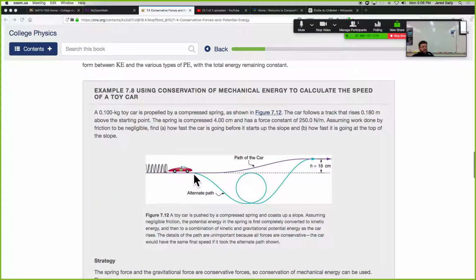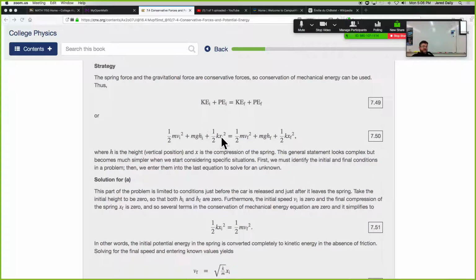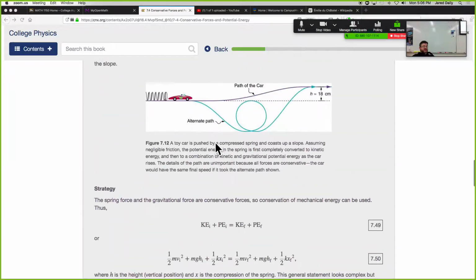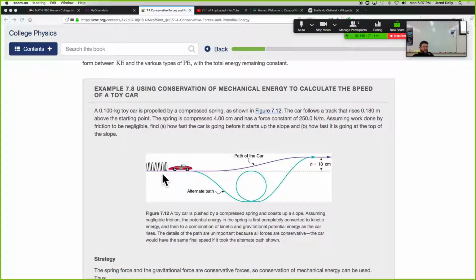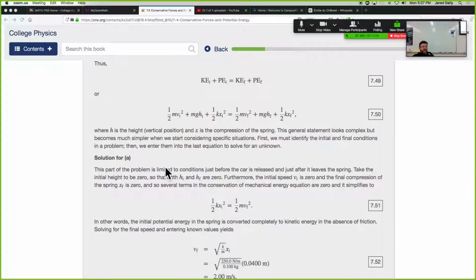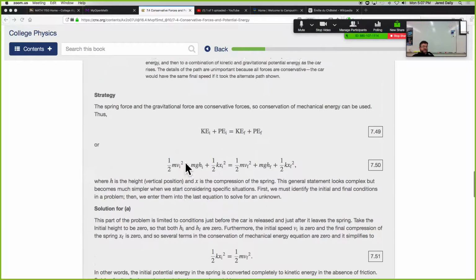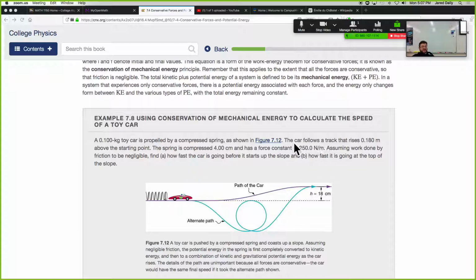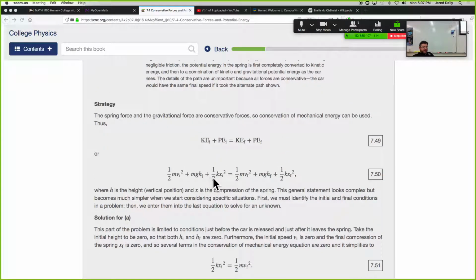So what is an initial height here? It could be 0 or it could be 12, it could be whatever you want it to be. In this case, they're choosing this to be 0, and then this ending height would be 18 centimeters above it. Because this one is 0, this term is going to end up equaling 0. And then 1/2 kx squared is how much potential energy is in the spring to start with. That spring energy is important, because right up here they tell us that it is a spring constant of 250 newtons per meter, and it's compressed 4 centimeters. That's your x, that's your k, for 1/2 kx squared.